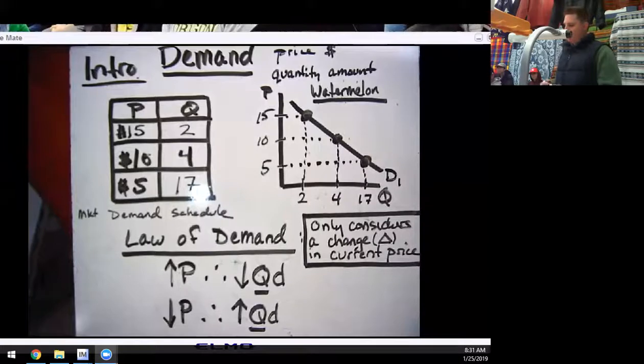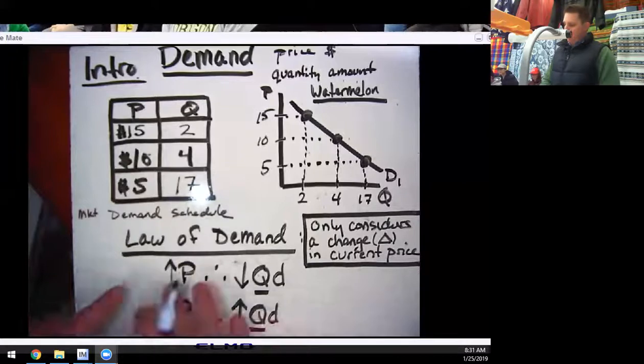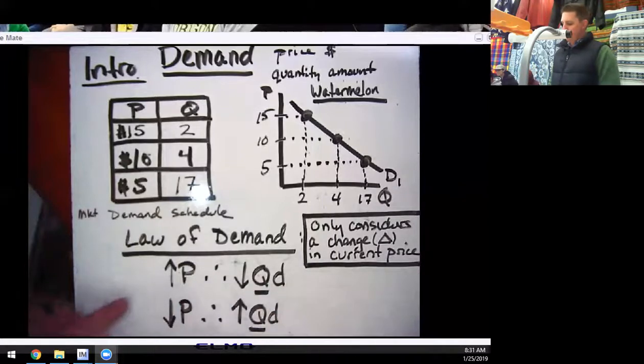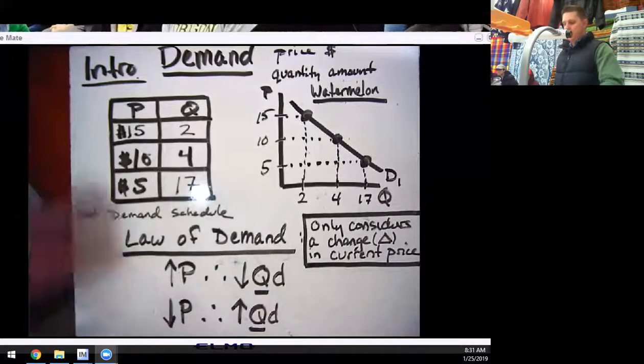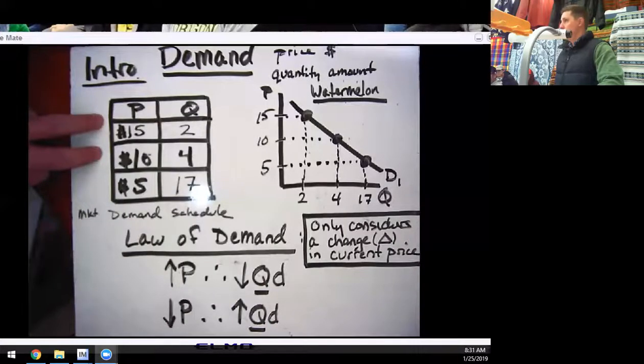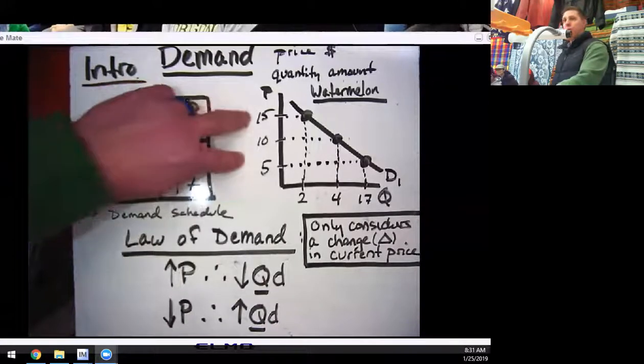All right. Last thing for this, then I'm going to ask you to do one on your own for a couple minutes before we transition. Okay. I would like you now to write this down. Law of demand only considers a change in current price. Here's the law of demand. Here it is represented on a demand schedule, market demand schedule. Here it is represented graphically.